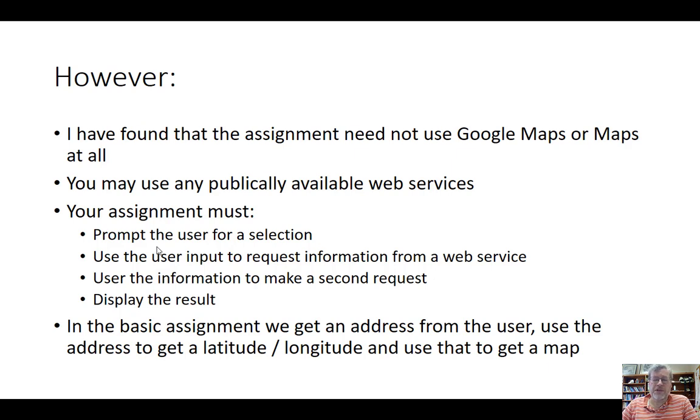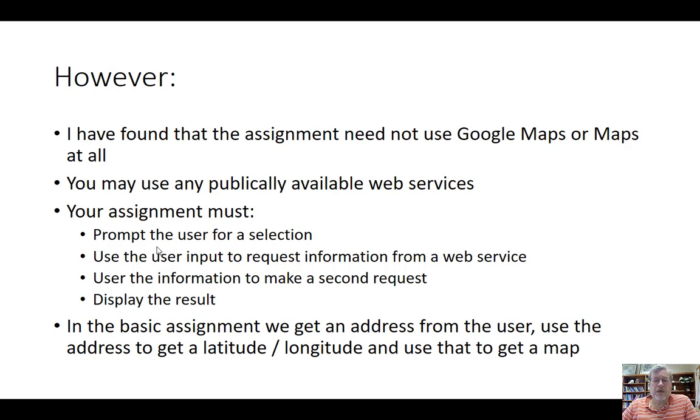If you think about the basic assignment I just showed you, we get an address from the user. That's the user input. We use that address to get a latitude and longitude from Geocoder, and then we use that latitude and longitude to get a map from the map service. So we use two different services. They're related, but they're different. But you can use any.